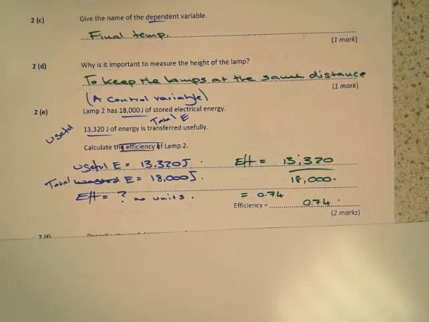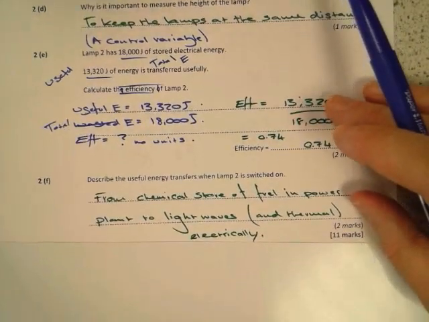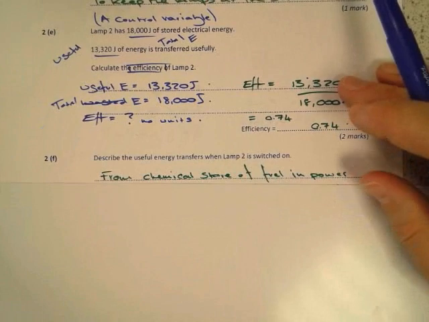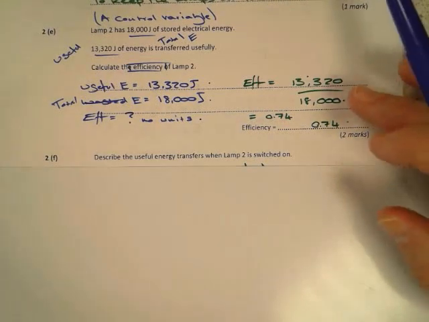Right, I'm going to pause this video after the next question, and then there'll be a second part. So it wants you to describe the useful energy transfers when lamp 2 is switched on. So you want the initial and the final store, and then the transfer mechanism as well.